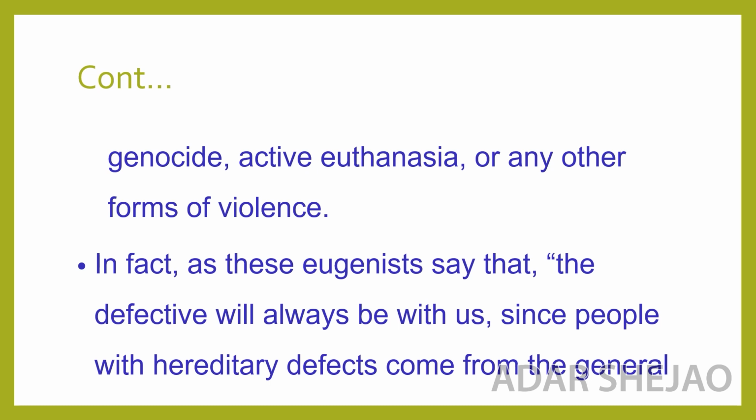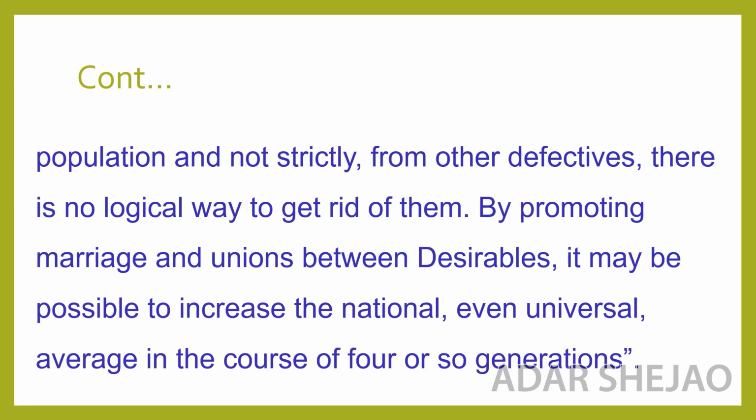In fact, these eugenists say that the defective will always be with us, since people with hereditary defects come from the general population and not strictly from other defectives, so there is no logical way to get rid of them. By promoting marriage and unions between desirables, it may be possible to increase the national, even universal, average in the course of 4 or so generations.